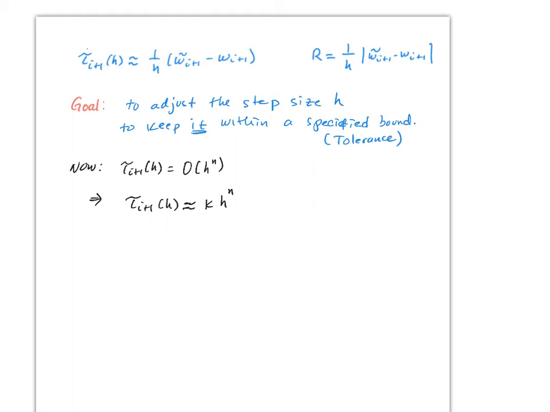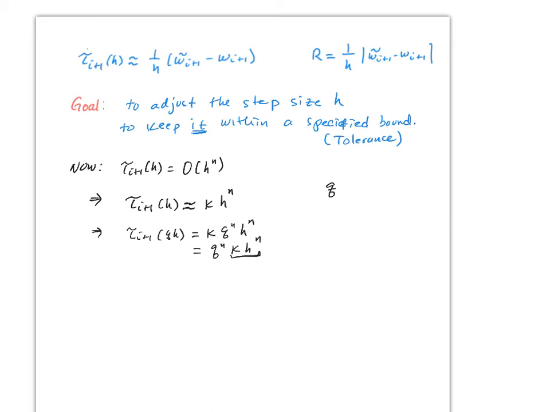All right, we're going to introduce a new variable, the variable q, which is the one we're going to use to keep track of the step size, and it's going to help us to change the step size at every step. So if this is a k, that means the tau i plus 1, say, of qh will be k q to the n h to the n, which equals q to the n times k h to the n.